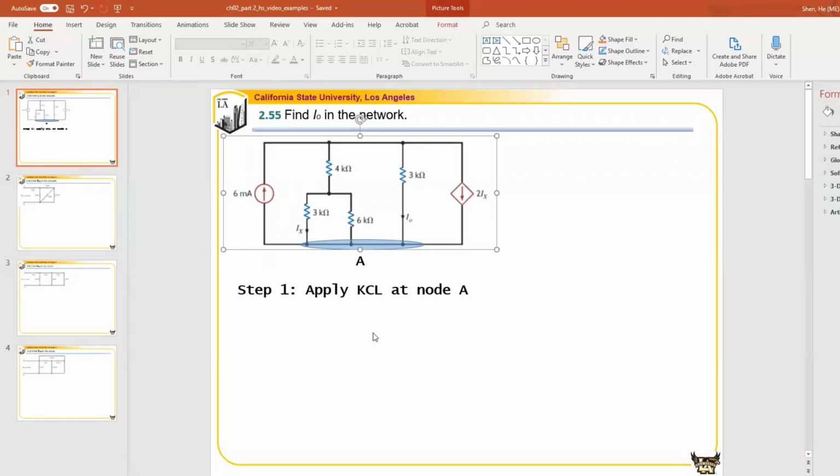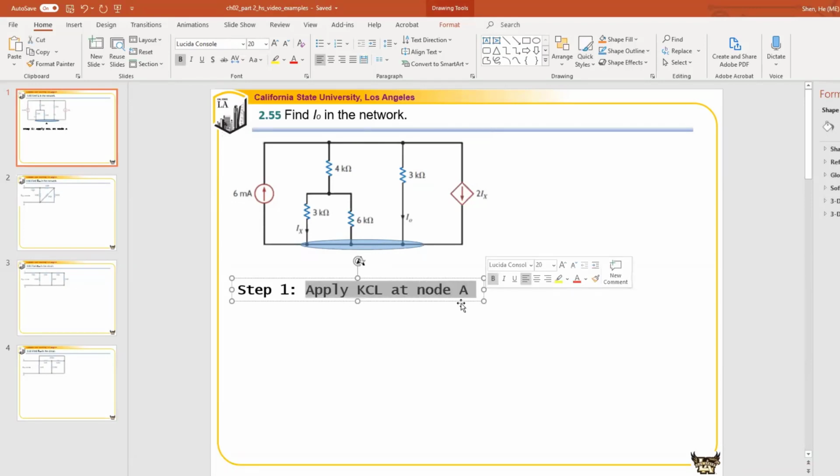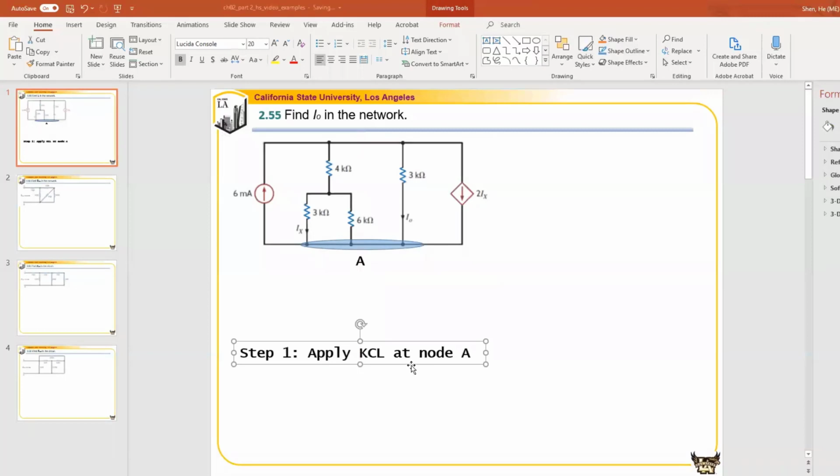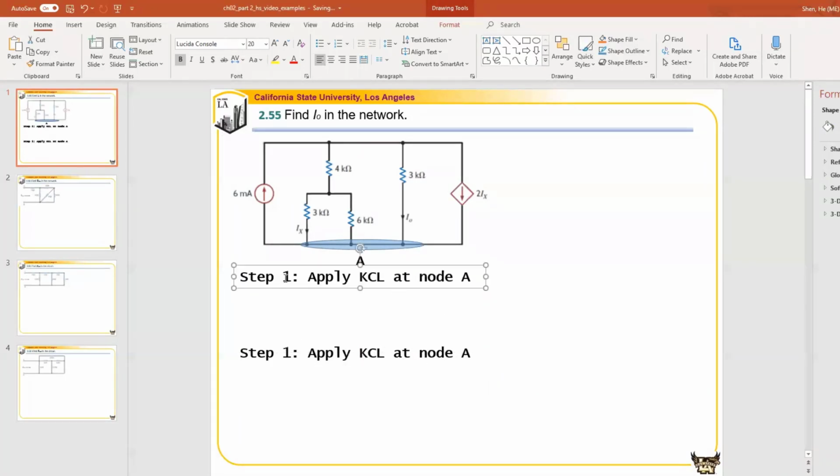Professor, what if I just find the current flowing through the 6 kilo ohm, because we can find the relationship V1 equals V2, and that's what I did. I found another one, and then the current. Yeah, we can do that as well.